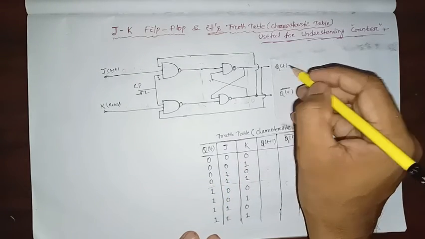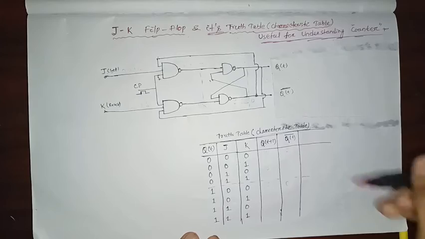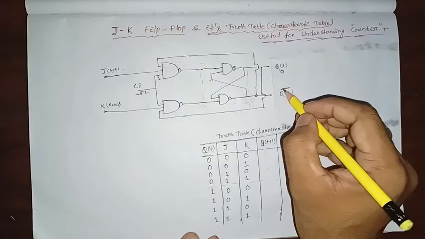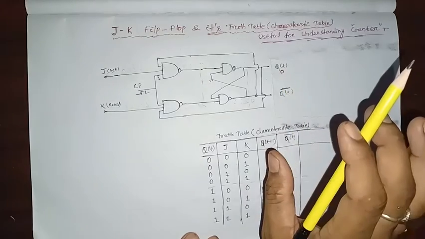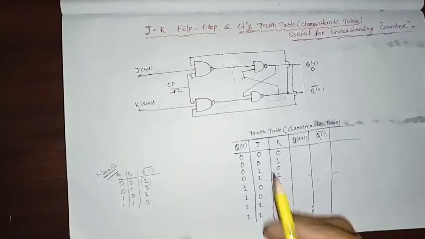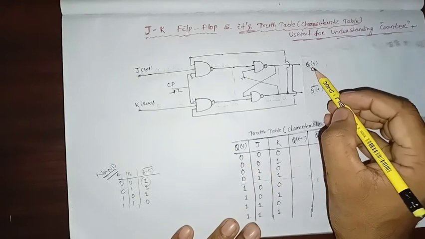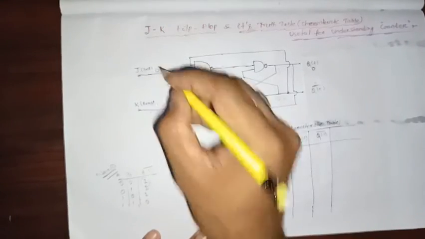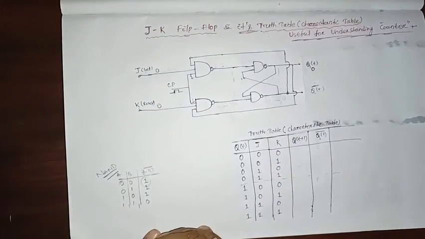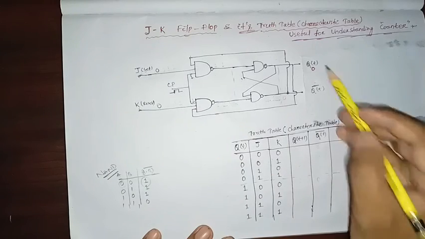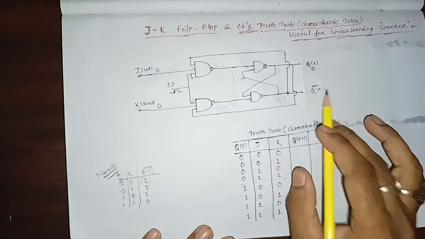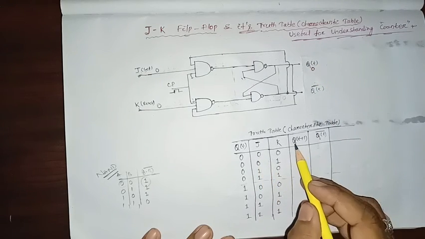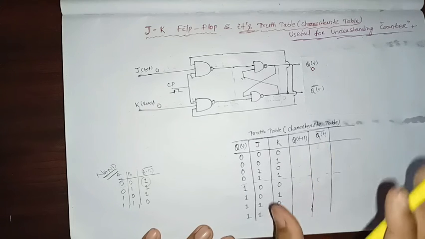Okay, so here first we have to consider this one. QT is 0, we consider that QT is 0. Then what will be the value of QT bar, or complementary of QT, that first we are going to check. First we have to consider this case. I consider the initial value QT is 0 and J value 0 and K value 0. Then what will the value of QT plus 1 and QT bar be, that we are going to check first.